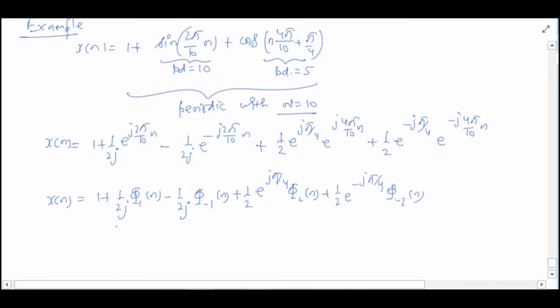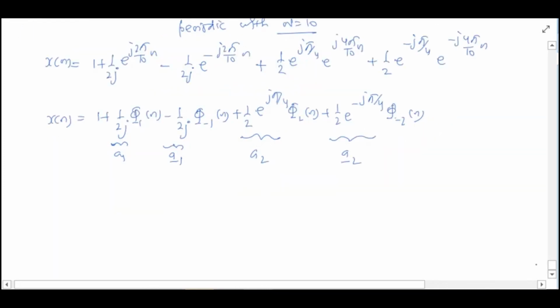If we do a term by term comparison, we find that this is a1, this is a minus 1, this is a2, and this is a minus 2. Alright, the rest of the Fourier series coefficients are 0 in this special case.